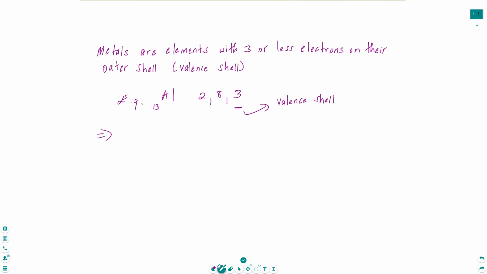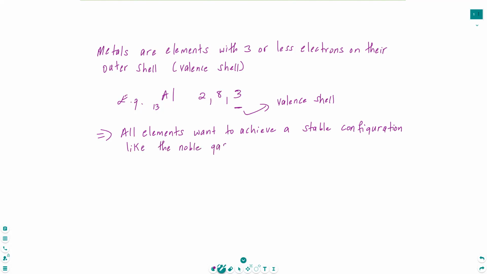Now what elements want to do is that they want to look stable. So all elements want to achieve a stable configuration, and they want to look like noble gases. And noble gases have a full outer shell, all right? Remember, the noble gases were the elements in group 8. Now, for that to be achieved, as a metal, it would be easy for you to lose your outer 3 electrons, and then your outer shell will now be your second shell.